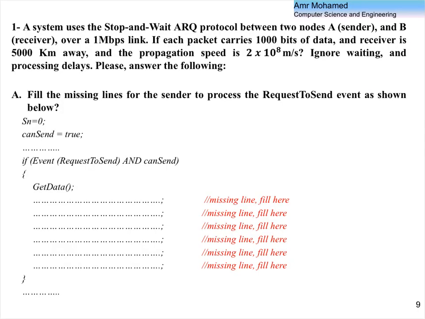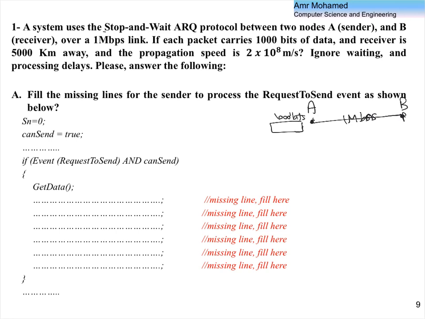So this is a composite question where we need to use stop and wait. We need to use the stop and wait ARQ protocol between two nodes A and B over a 1 megabit per second link. So here we have A and we have B, and this link is a 1 megabit per second link. So the rate, or the bandwidth, is 1 megabit per second from A to B. We have frames sent from A to B. Each frame is 1,000 bits.